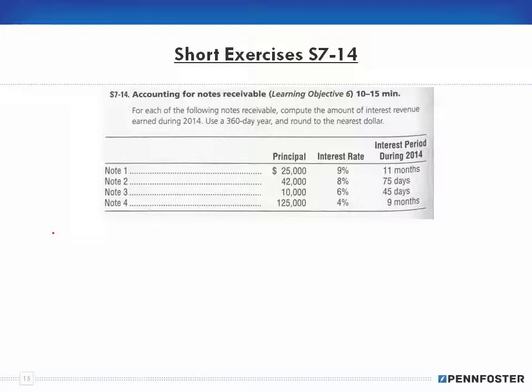Okay. All right, so for note number 1, I'm going to write these here, and then I'm going to erase them. So pause the video if you have to and write it down, because like I said, I'm going to erase it. So I have $25,000 of principal, and that's at 9%, or I can write it 0.09 when I'm going to punch it into the calculator. And then that's for 11 months. And let's see here, 11 months, so that would be 11 over 12.